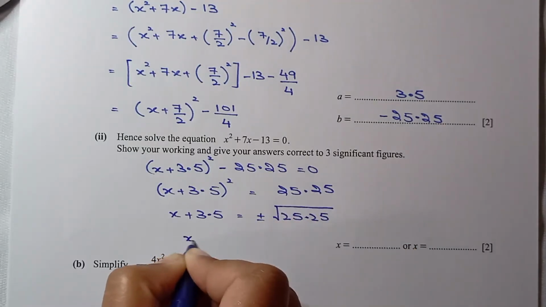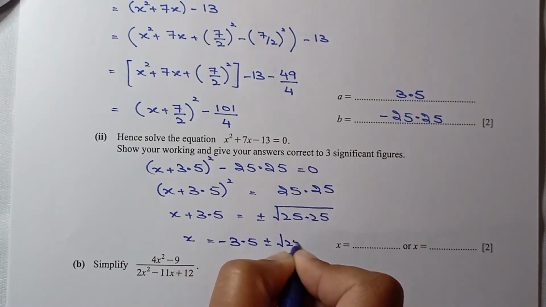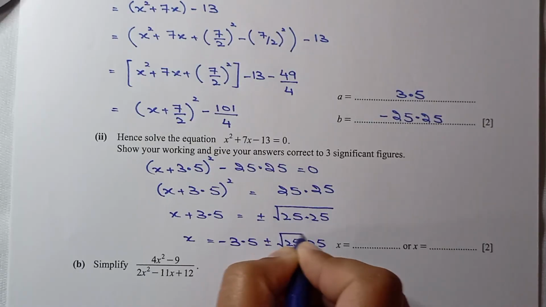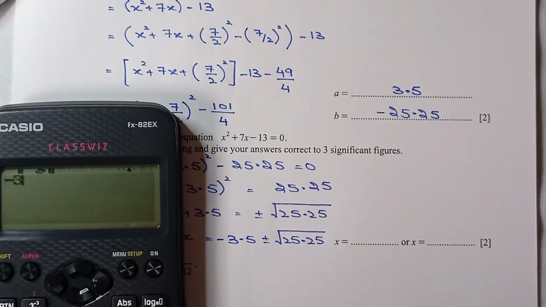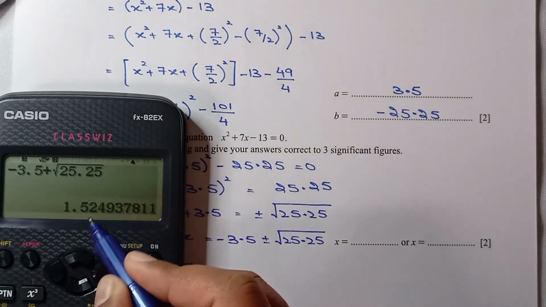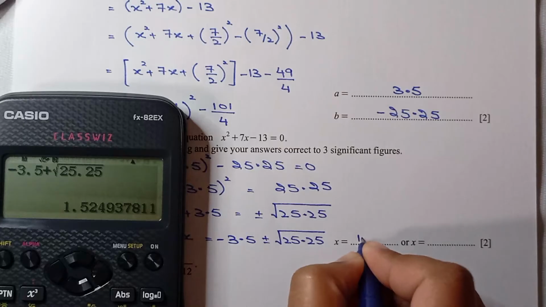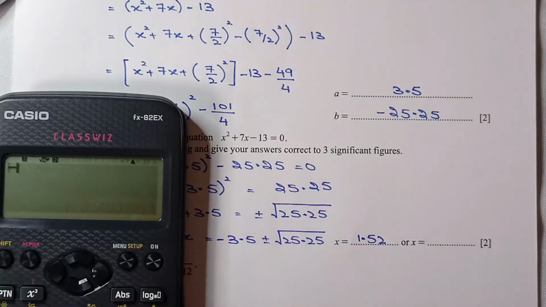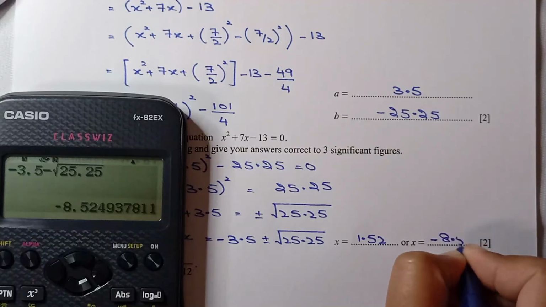Right, now we have two x values, x equals to negative of 3.5 plus minus square root of 25.25. Now let's find the two values correct to three significant figures. So negative 3.5 and positive square root 25.25 would be 1.524. Correct to three significant figure, it would be 1.52. And negative 3.5 and negative square root of 25.25 would be negative 8.52.